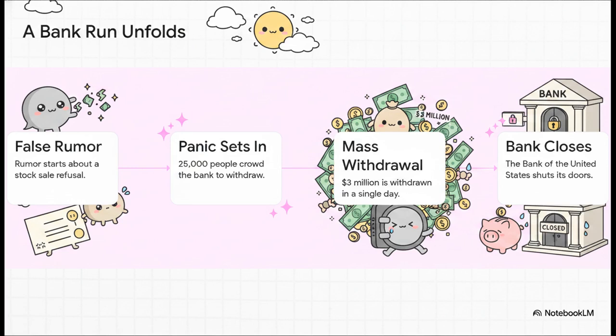It started with a completely false rumor that the bank refused to sell a man's stock. That single rumor caused 25,000 panicked people to crowd the bank. In one single day, $3 million was withdrawn. Unable to handle that kind of run, the bank permanently shut its doors. That one failure alone accounted for a third of the total $550 million in deposits lost during the entire Depression.